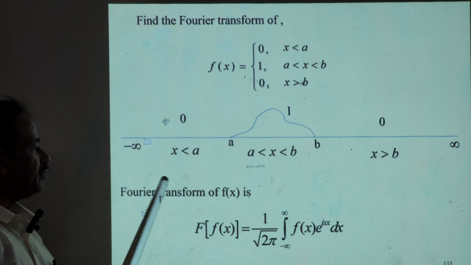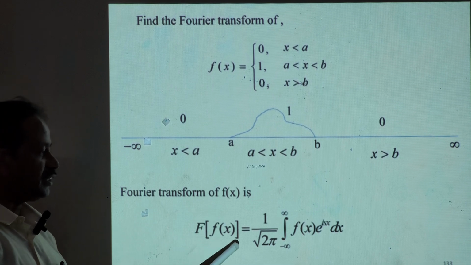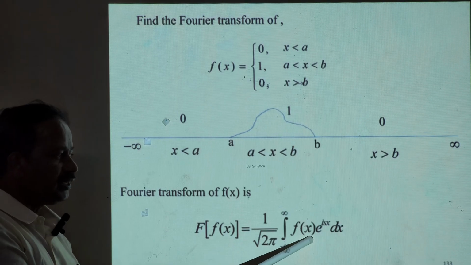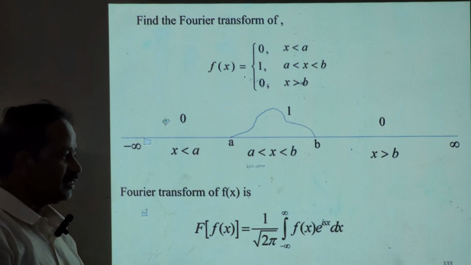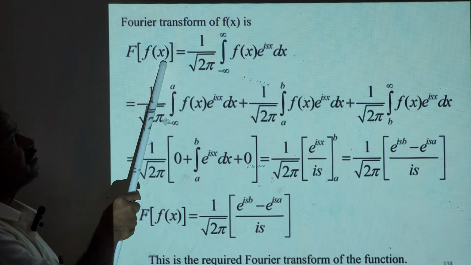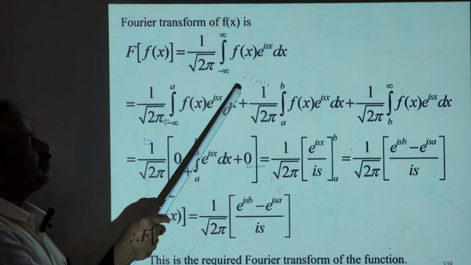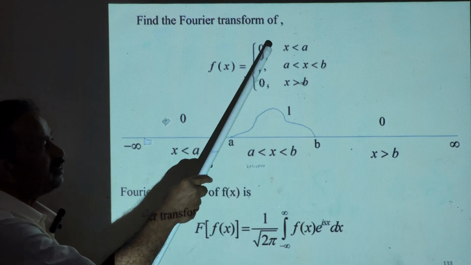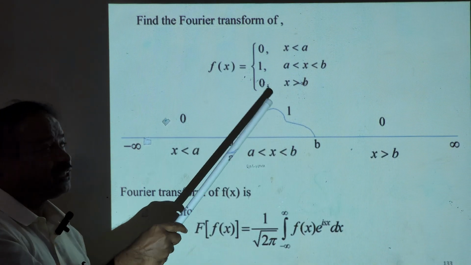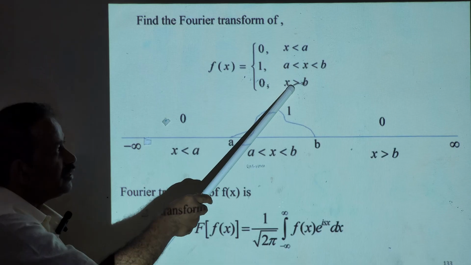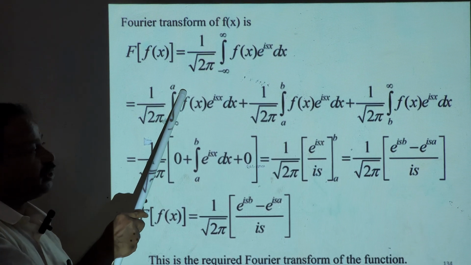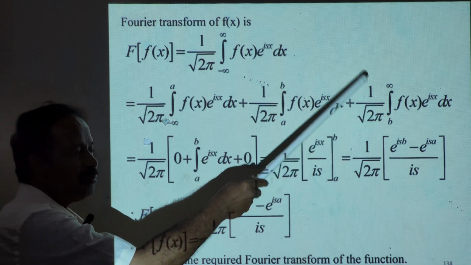Okay. Now we are going to find the Fourier transform. F of x is given by 1 divided by root 2 pi times the integral from minus infinity to plus infinity of f of x e power isx dx. So your Fourier transform is given by this formula. It lies between three regions, this unit, this unit and this unit. We will have minus infinity to a, a to b, b to infinity.